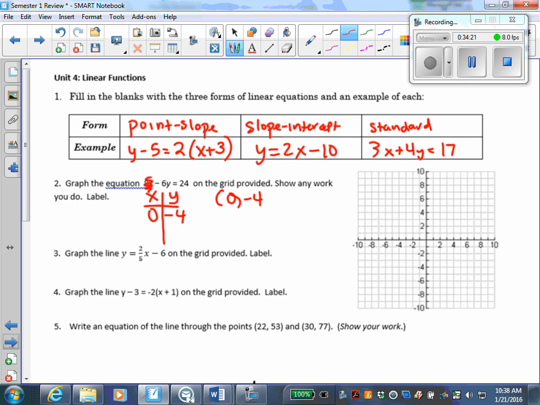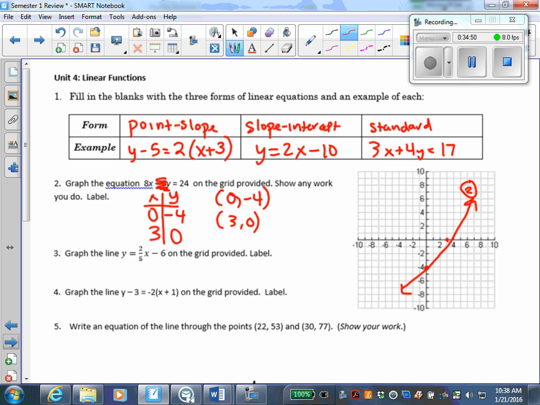Now I'm going to plug in 0 for y, which means now negative 6 times 0 is 0. That part goes away. I get 8x equals 24. 8 times 3 is 24. So x is 3, the point 3, 0. So these are 2 points that I need to put on my graph: 0, negative 4, and then 3, 0. And then I graph that. And that is a really gross line. I apologize. That's number 2. That's my label.